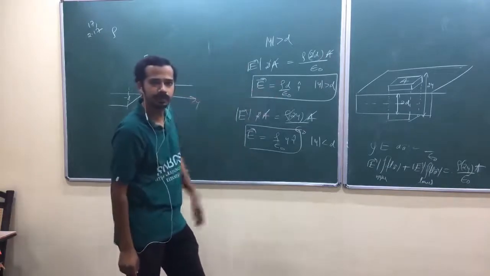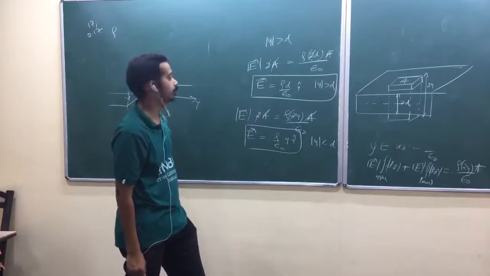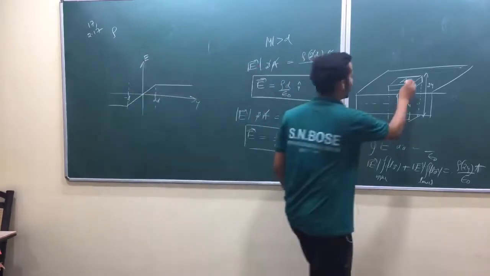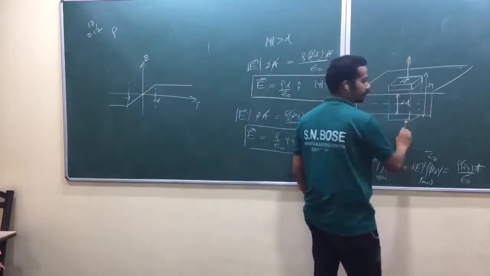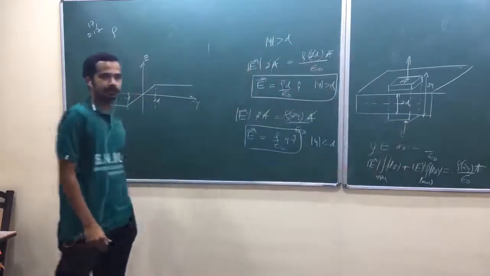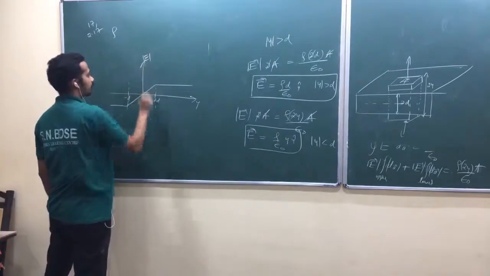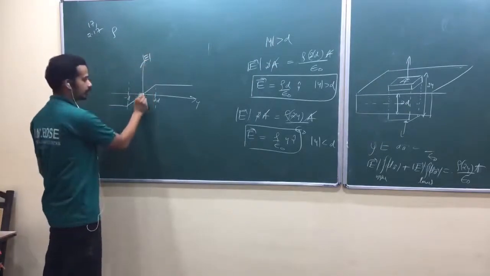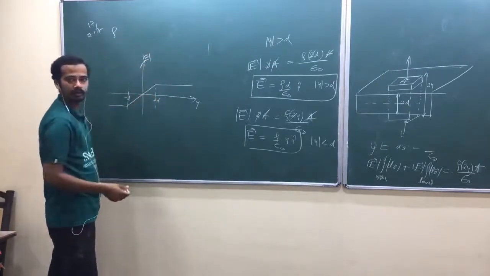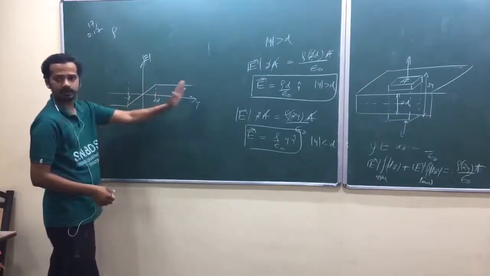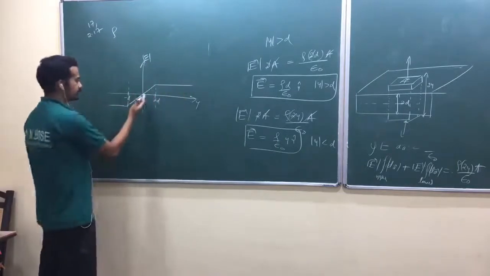This is positive, am I right? No, wait a second. Above, the electric field will be like this; below, the electric field will be in the minus y cap direction. Is that okay? So that's why it is better to write the mod of the electric field. Okay, this is above the zx plane. Y greater than 0 means above the zx plane, and below is below the zx plane.